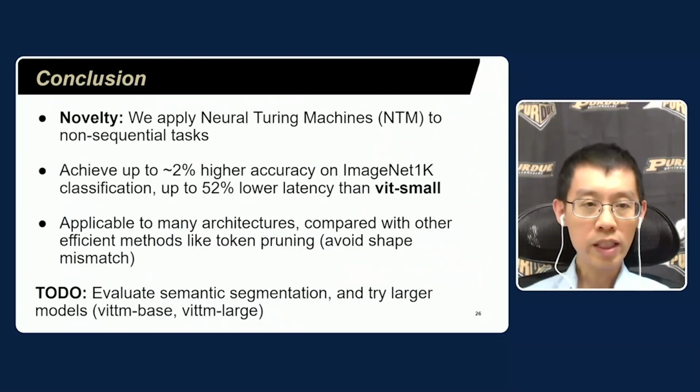So in conclusion, we apply neural Turing machine to non-sequential tasks. Our results show that we can improve the accuracy by 2% and reduce latency by 52%. And we think our method will be applicable to many other existing architectures, including token drawing. The challenge here is we need to train the module for read and write to retrieve the data from memory. Currently, we are evaluating our method for semantic segmentation, and also we are expanding our method to large models.